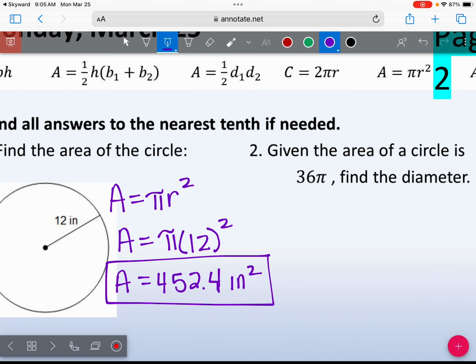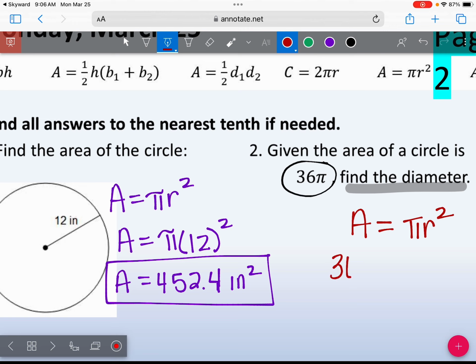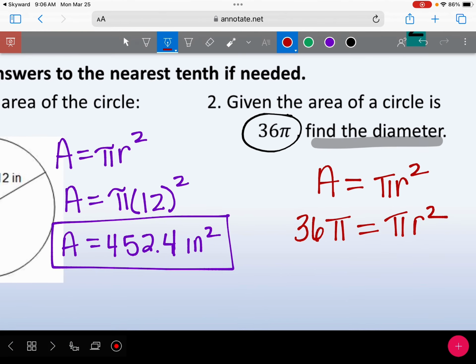All right, number 2 is a little different because they give us the area and they want us to find the diameter. That's a different question. But we're still going to start with our area formula. Area equals pi r squared. Now in place of A, which is area, I want you to put 36 pi. So 36 pi equals pi r squared.